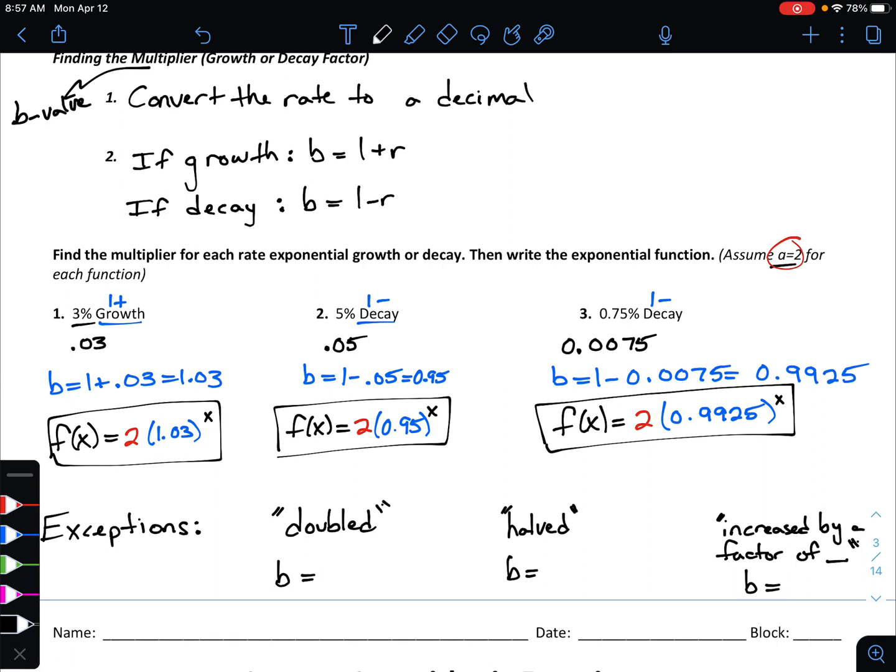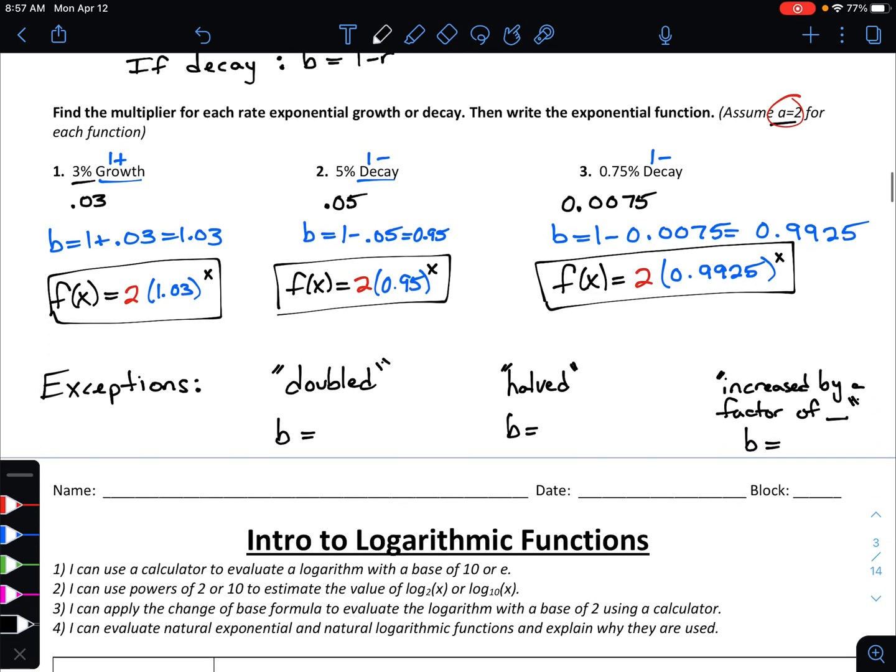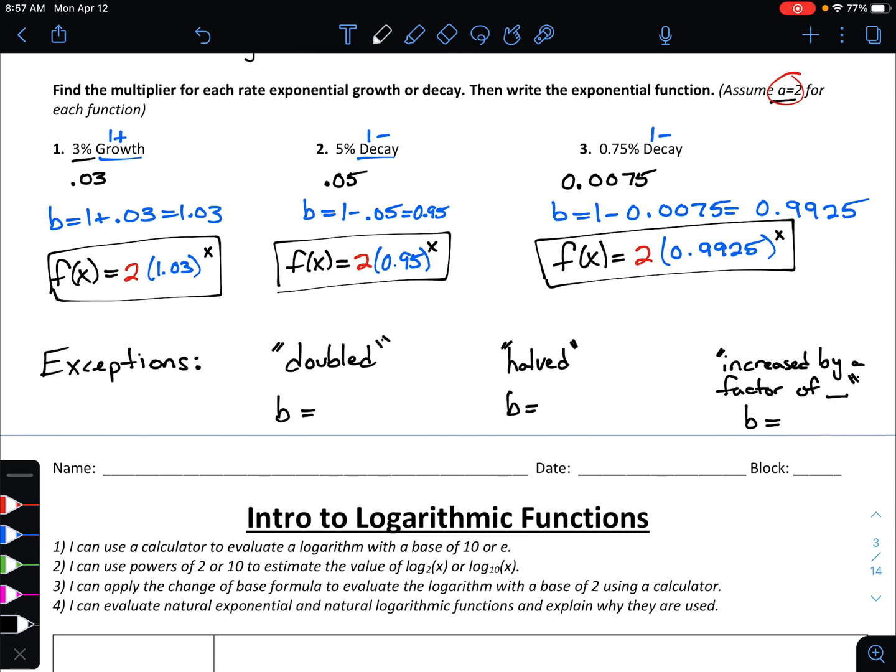Now, there are some exceptions to finding the multiplier, and that's when they don't give it to you as a percentage or as a decimal, but rather they just tell you what's happening a little bit more directly. So an example of that would be where you're doubling it, and really what that means is that you're multiplying it by 2 every time. That means that your multiplier b is just going to be the number 2. So it doesn't necessarily follow that rule of changing it to a percentage. It just means that you have to use some common sense to know that doubling means you're going to be multiplying by 2.